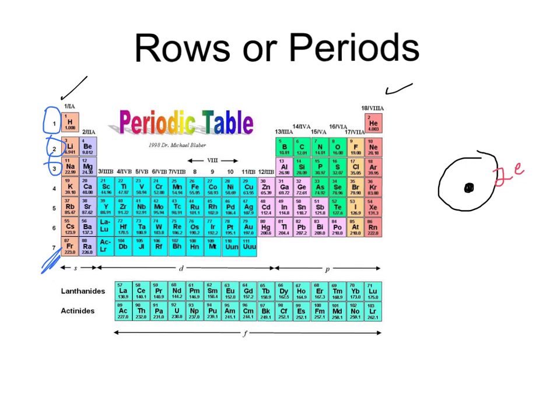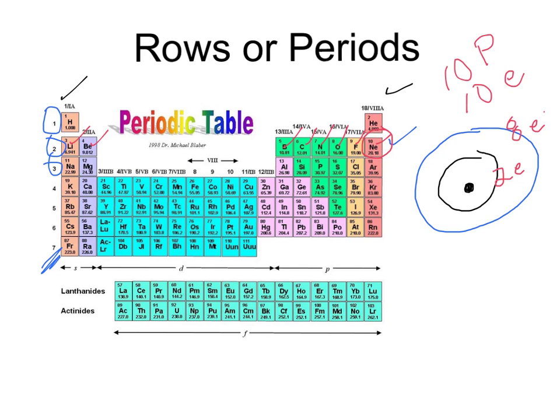Then if we were to look down at the next row, the second row, they add another level, and there they can add another 8 electrons, because as you can see there is 1, 2, 3, 4, 5, 6, 7, 8. So that's why neon here ends in 10. That's 10 protons and 10 electrons in a neutral or zero charged element.